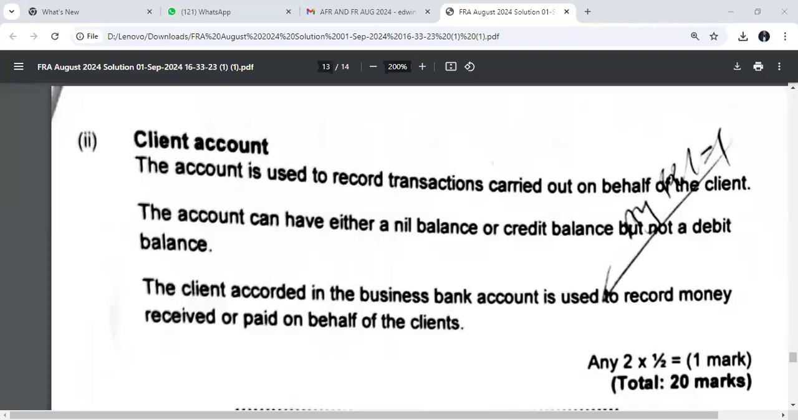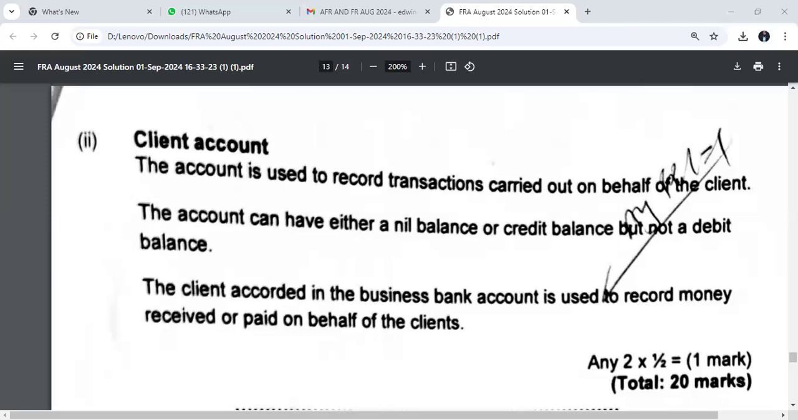The client's account is used to record transactions carried out on behalf of the client. Any transactions the office was carrying out on behalf of the client are recorded here. The account can have either a nil balance or a credit balance, but not a debit balance.